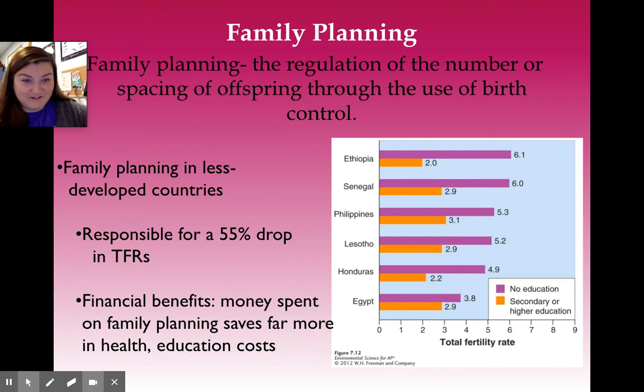The financial benefits include money being spent on family planning saves far more in health and education costs. So while previously people might have thought, oh, I can't afford any more kids, but I also can't afford birth control. In this case, people are realizing, okay, well, if I am on some sort of contraceptive and I'm not having more children, that will be more financially beneficial to me in the long run than having another child unexpectedly.